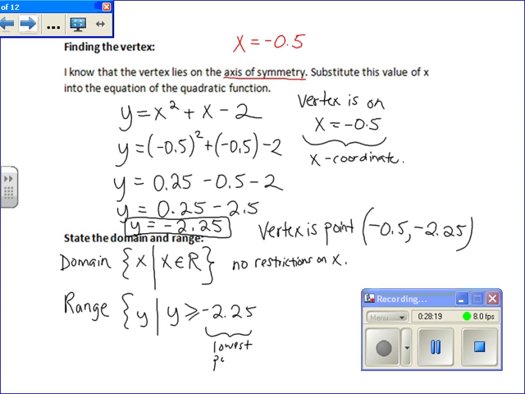If this parabola opened down, we would say y is less than or equal to the highest point. But in this case, it opens up. And we'll add on there that y is a member of the real numbers because this is continuous. It's not discrete.